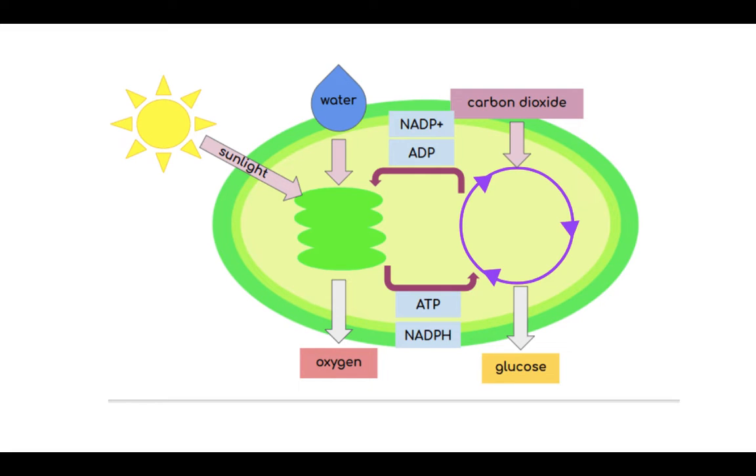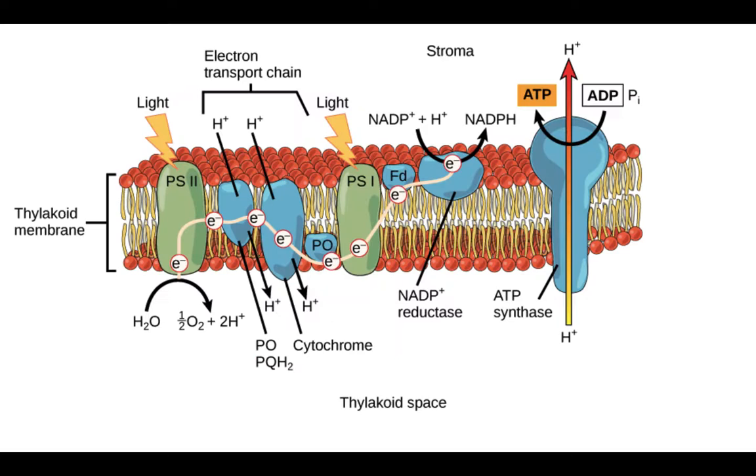The second step of photosynthesis is the Calvin cycle, and this occurs in the stroma. This is also referred to as the light independent reaction, or the dark stage, because it is not dependent on light. This is where the carbon dioxide mixes with the chemical energy produced from the light reaction stage, ATP or NADPH, to produce glucose, a sugar. In this video, I'm only going to be talking about the light dependent stage.